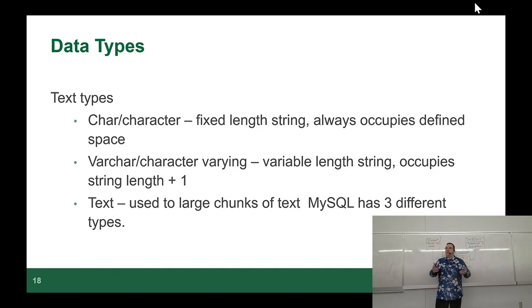MySQL, on the other hand, has three text types: small text, text, and big text. Small text is 255 characters. Medium text is something like, if I remember, something like 30,000 characters, and then big text is like what everybody else has. You have to be careful with text data types. They're hard to index. They don't perform very well when you index them. Imagine you're trying to index an entire textbook for quick lookups. I'll be talking about indexes like next week, I think.